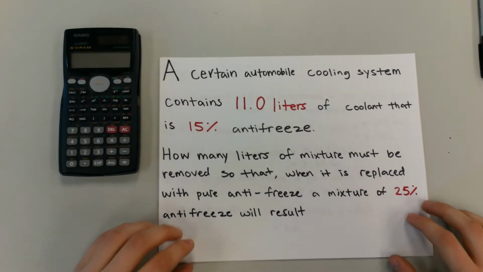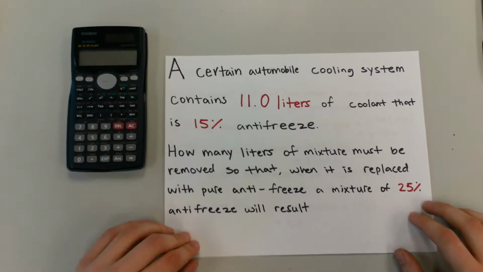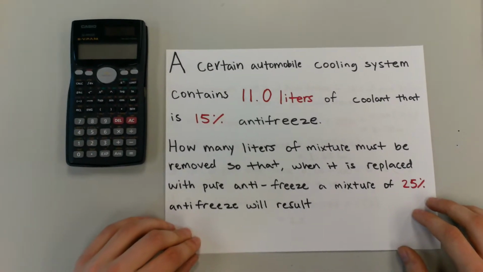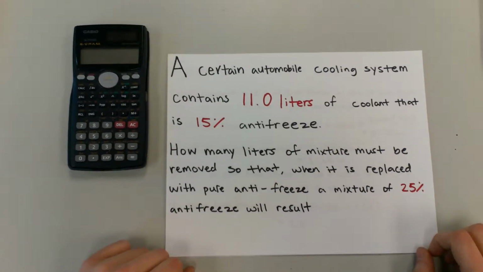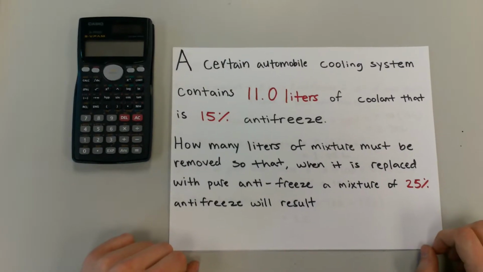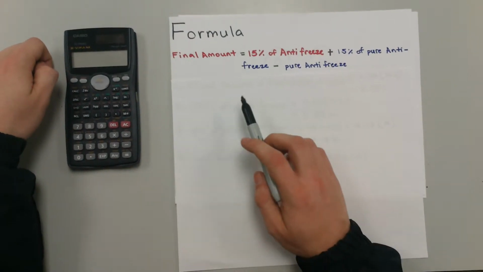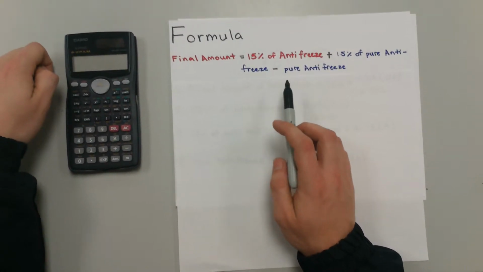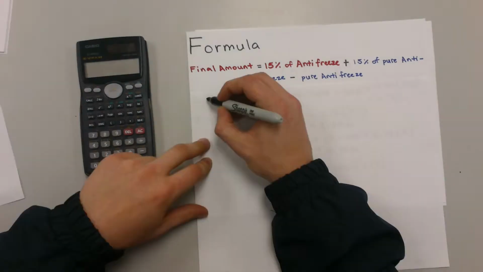The question is: a certain automobile cooling system contains 11.0 liters of coolant that is 15% antifreeze. How many liters of mixture must be removed so that when it is replaced with pure antifreeze, a mixture of 25% antifreeze will result? The formula we have to use is: final amount equals 15% of antifreeze plus 15% of pure antifreeze minus pure antifreeze.